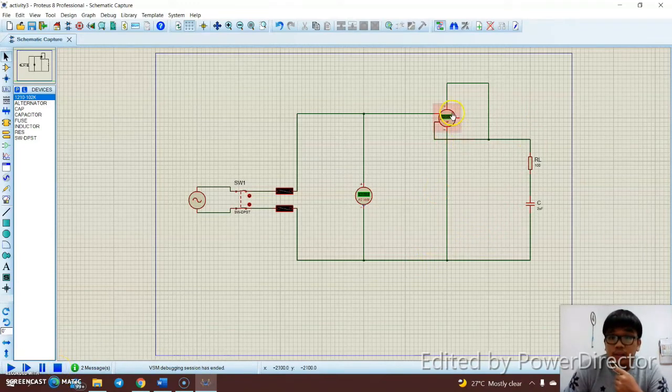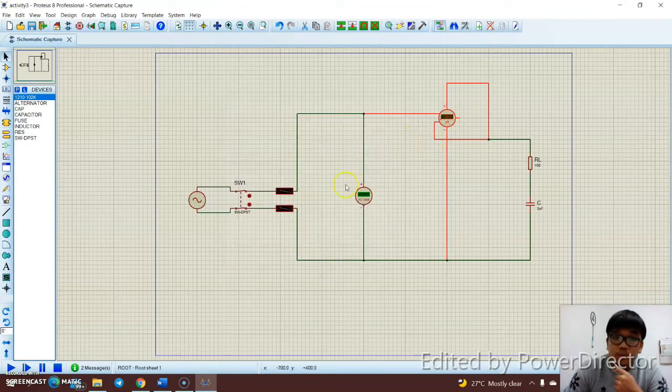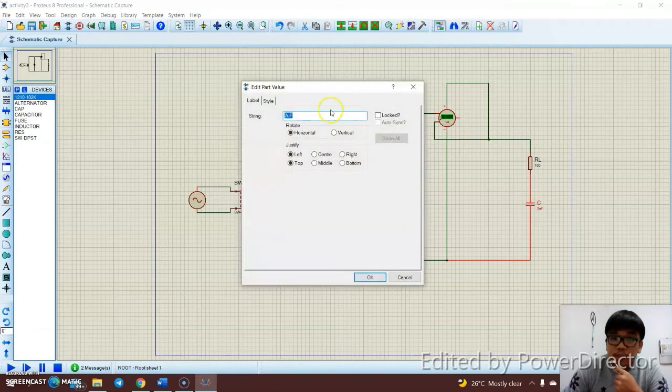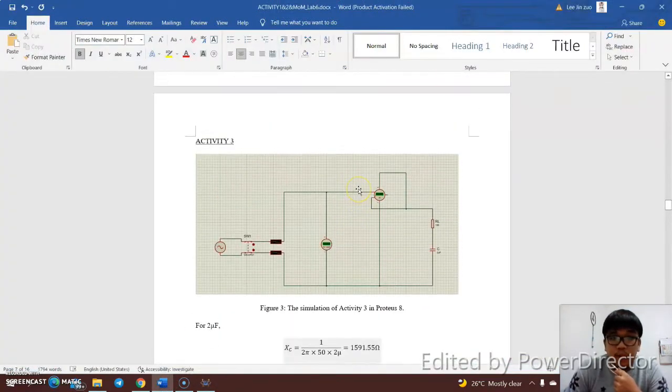Next, we need to change the display range to VA also, and we can run again and read the VA in this circuit with the same method. We stop the simulation and we can change the capacitor value to 2, 4, 6, 8, 10. That's all. After that, we look back at the report.